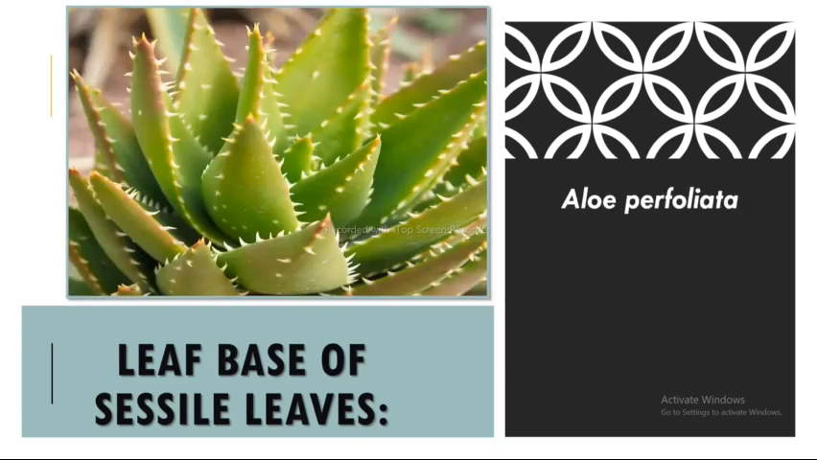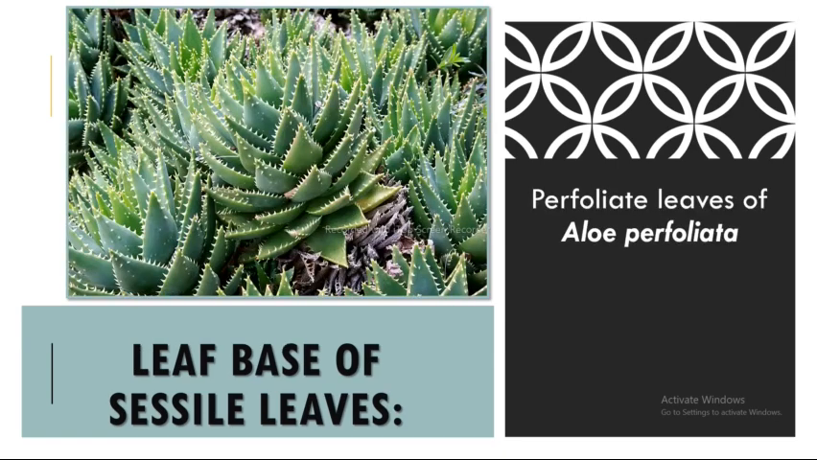This is Alloperfoliata, leaf base of sessile leaves as shown in the figure. This is the perfoliate leaves of Alloperfoliata. So perfoliate leaves are mostly leaves with the basal lobes so united as to appear as if the stem ran through it. For example, in the Alloperfoliata.